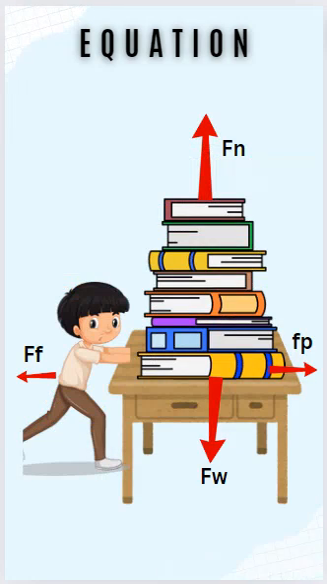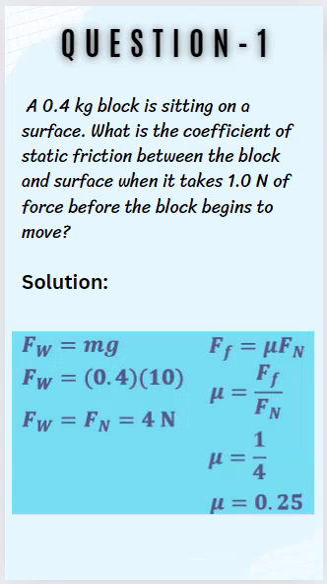As an example, a boy is pushing a stack of books on a table. The weight of the books equals the weight of the object. The surface of the table opposes the weight of the books by producing a force that is normal to its surface, and it is denoted as Fn. Frictional force opposes the motion and equals mu times Fn. The boy should exert a force more than mu times Fn to move the books. Let us solve some questions based on this theory and understand the concept better.